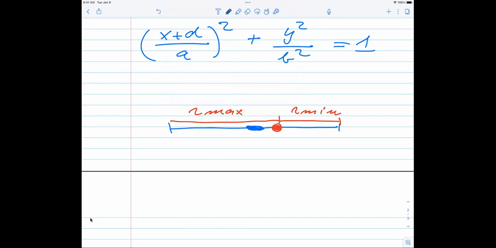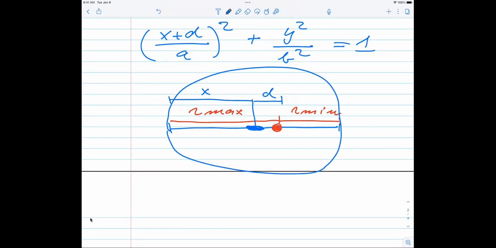What we will have then, if we go back to these expressions which we put, the distance here is going to be the distance x, and the distance here is going to be this distance d. And then we can plot this ellipse, which is going to look something like this. And again, you can see my fantastic drawing skills.